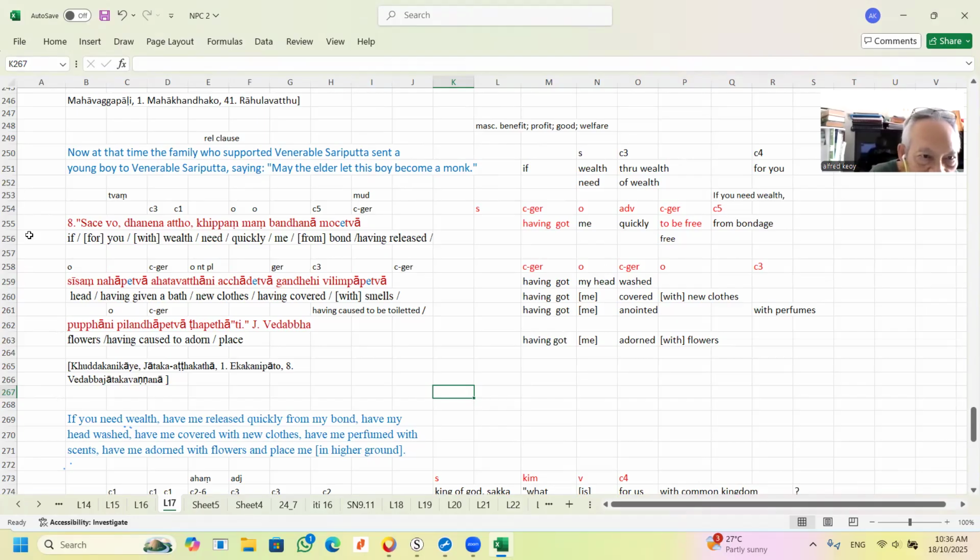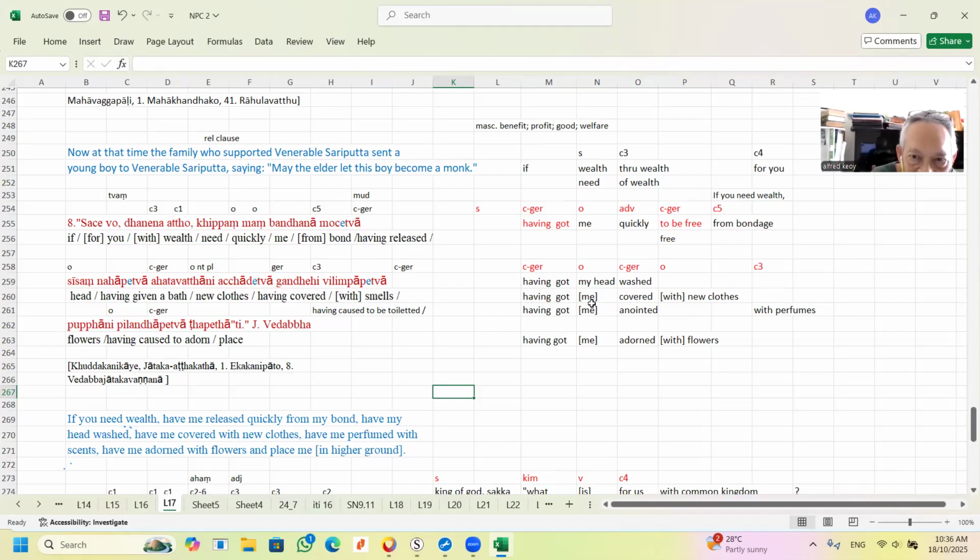Having got my head, can you see this one? Naha. Naha is taking a bath. So in this case, we understood as having got my head washed. Wash. Okay, the next line is from right to left. Can you see? Here. So the object in this line is not mentioned. Having got me, got me.